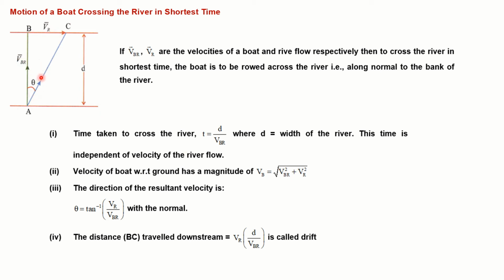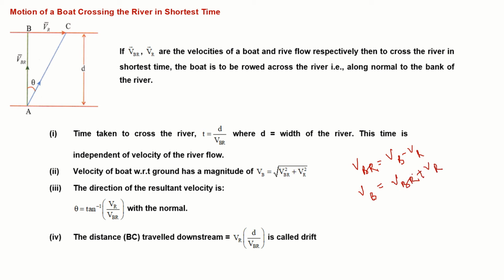Then how much will be the resultant velocity, students? This is one vector, this is one vector. The resultant vector will be the square root of a square plus b square. So the velocity of the boat with respect to the ground has a magnitude of the square root of VBR square plus VR square. Students, what does VBR mean? From relative velocity, we know VBR, the velocity of the boat with respect to the river, is equal to VB minus VR. If I want to find VB, then VB will be the velocity of the boat, VBR plus VR.